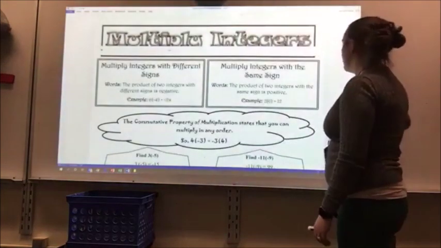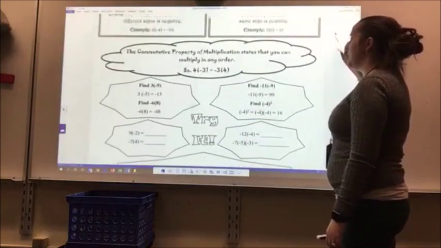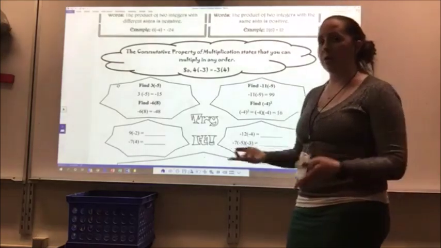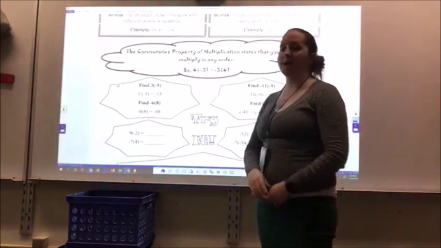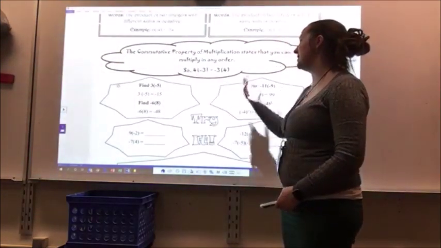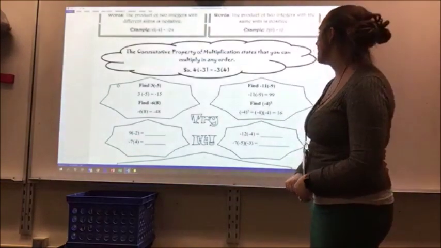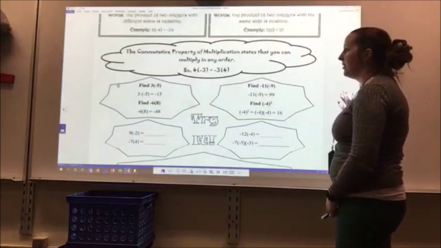Okay? The commutative property of multiplication states that you can multiply in any order. It doesn't matter what order you multiply things in. So 4 times negative 3 is the same thing as negative 3 times 4. They both equal negative 12. Okay? So let's take a look at a couple of examples.